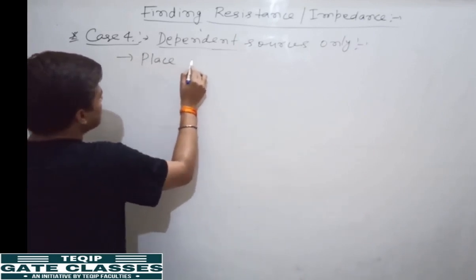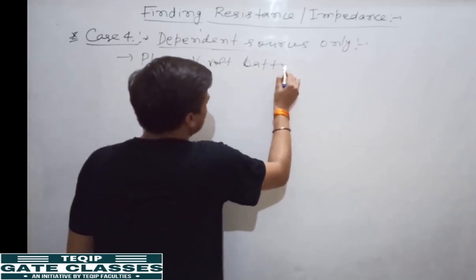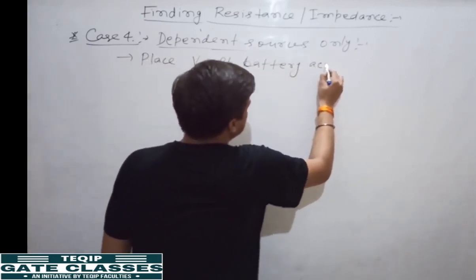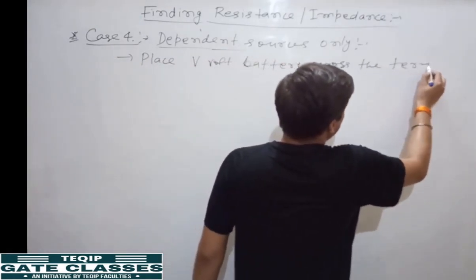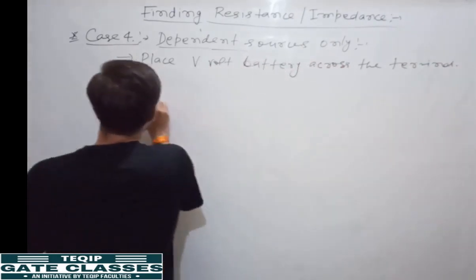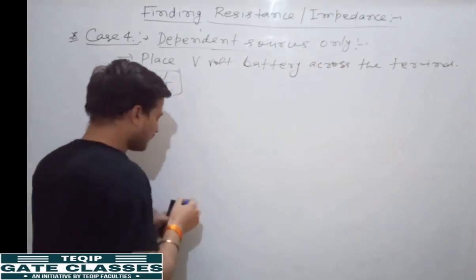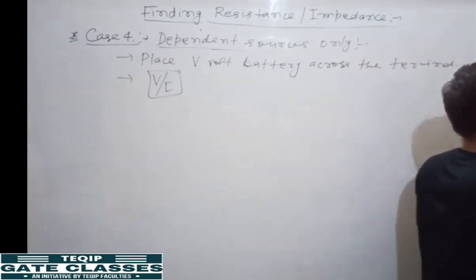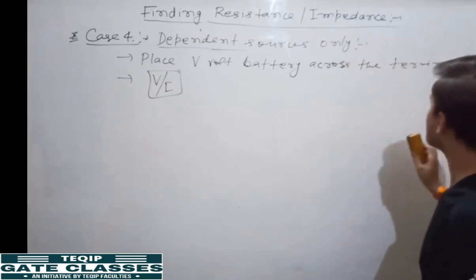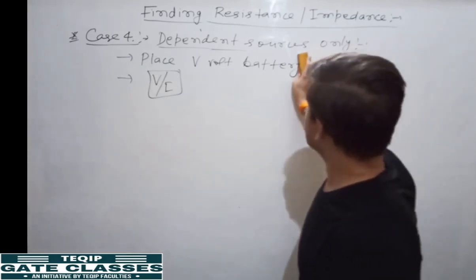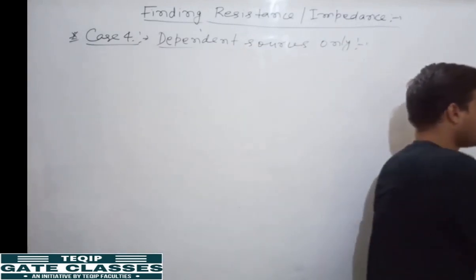You will place a V volt battery across the terminal, and the next step will be, by circuit analysis, find V by I. You have to find V by I. Clear? So let's do one problem on this topic.